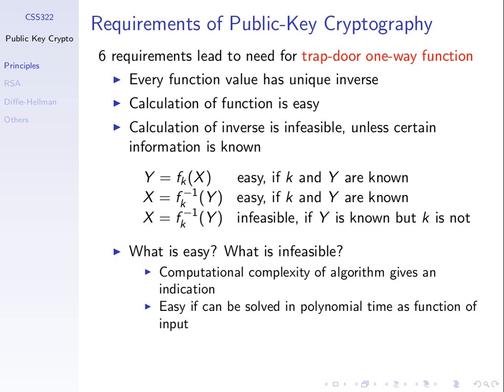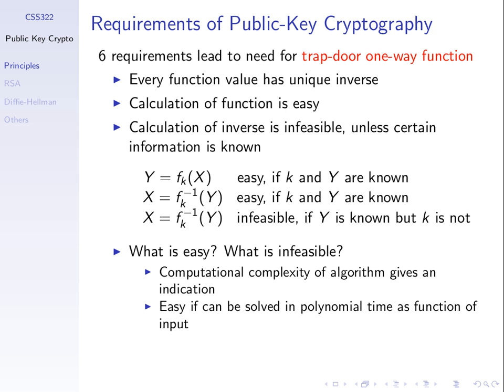Let's look at the characteristics of such a function. Every value has a unique inverse, so we need to be able to find an inverse to go backwards. We need a function that going in one direction is easy. Calculating the function is easy, but calculating the inverse is hard. That's what we need, a one-way function. It's hard unless we know certain information.